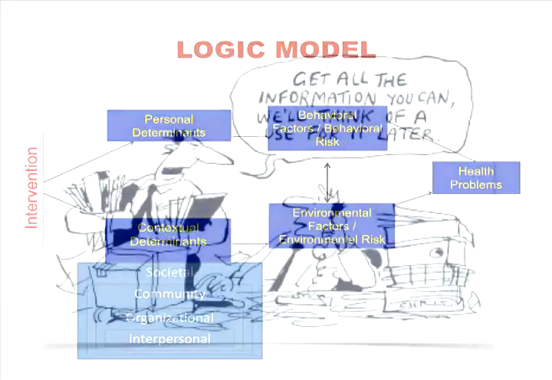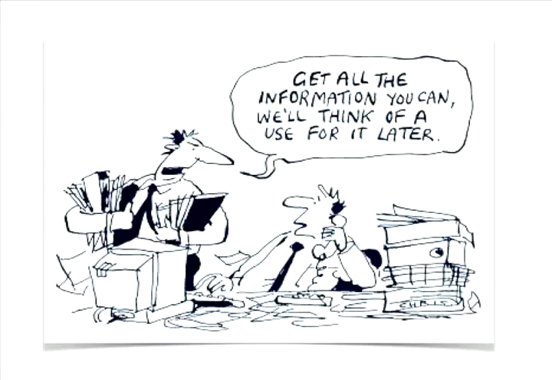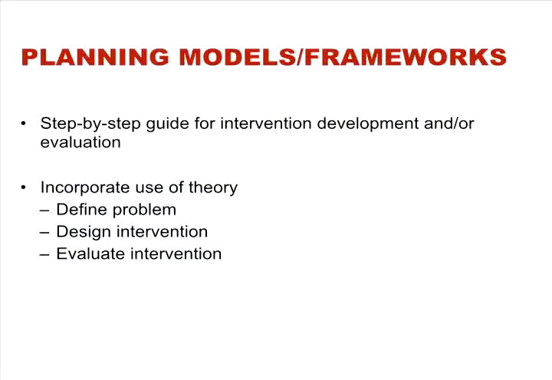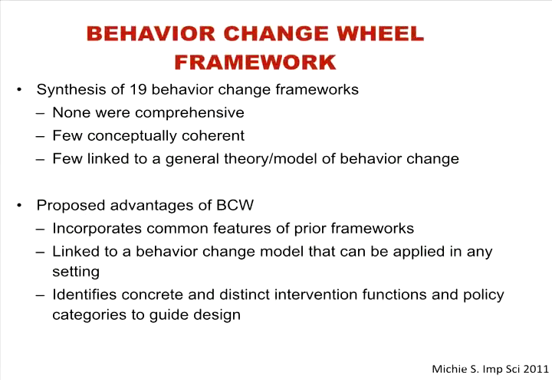Right, so Luke went over this earlier. So how do you do all of this? How do you gather all this information? Well, you don't just figure out a bunch of things and figure out how to use it later. Instead, there are planning models and frameworks. And these are, I think, one of the unique contributions of implementation science, drawing from other fields in order to help intervention designers move through a step-by-step process for intervention development. They incorporate the use of theory at almost all stages, in both understanding the problem and figuring out which interventions you want to do, and then how you evaluate those interventions. And we'll talk about how theory is introduced. So the framework that we're going to focus on is called the Behavior Change Wheel Framework.